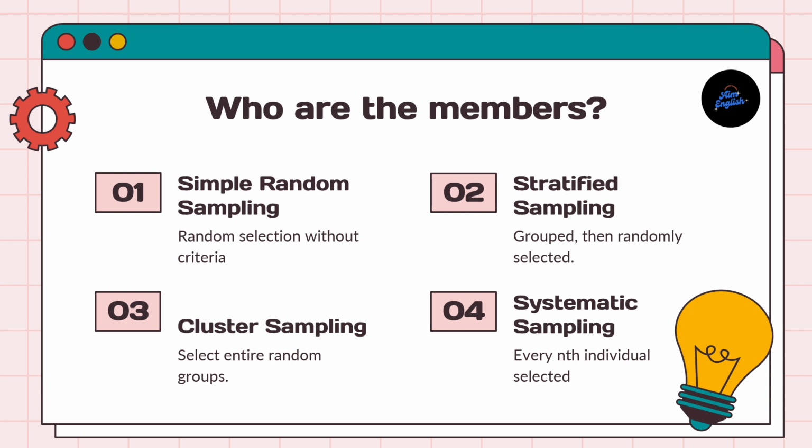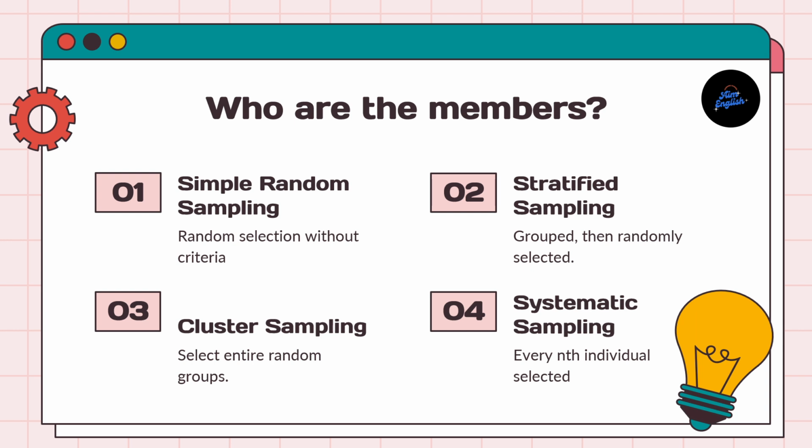Cluster sampling. Sometimes it's easier to select groups rather than individuals. In cluster sampling, the population is divided into clusters, like classes, schools, or regions, and then entire clusters are randomly selected. This is useful when working with a large or geographically spread population.